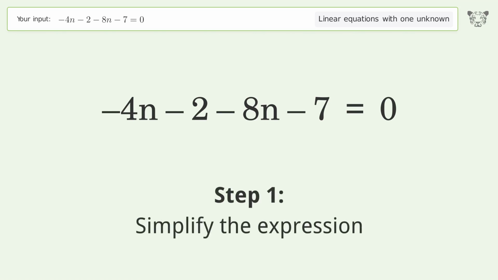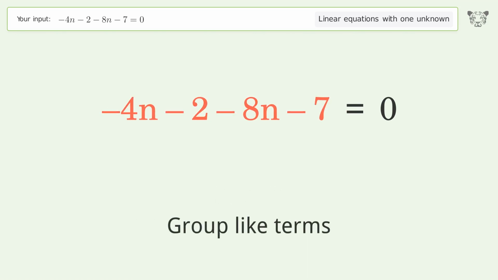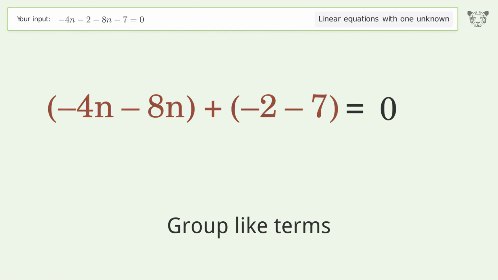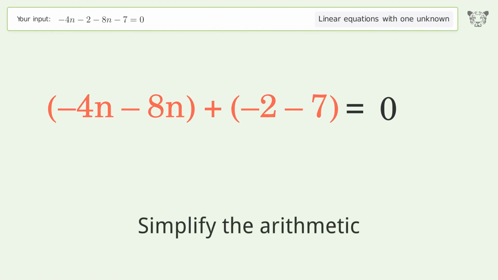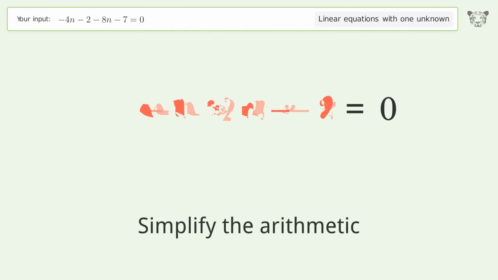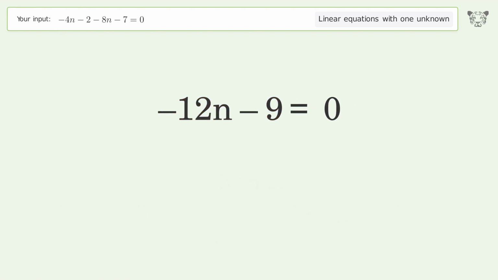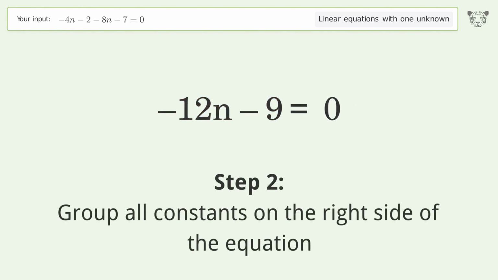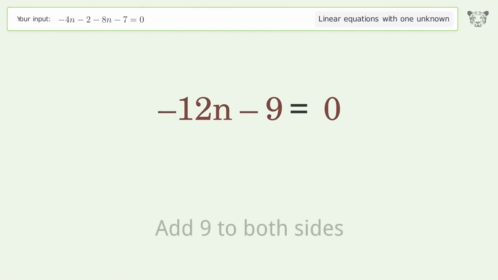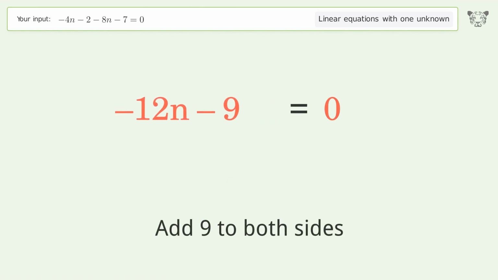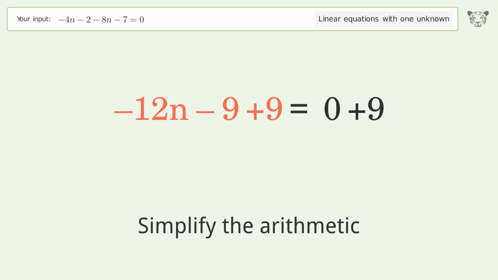Simplify the expression. Group like terms. Simplify the arithmetic. Group all constants on the right side of the equation. Add 9 to both sides. Simplify the arithmetic.